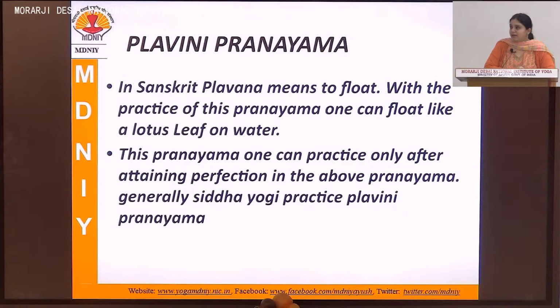Plavani pranayam, in Sanskrit, means to float. By practicing this pranayam, yogis can float on water like a lotus. It can be done after achieving siddhis in all the pranayams, and it should be done only by siddhas. It is also a higher pranayam practice.